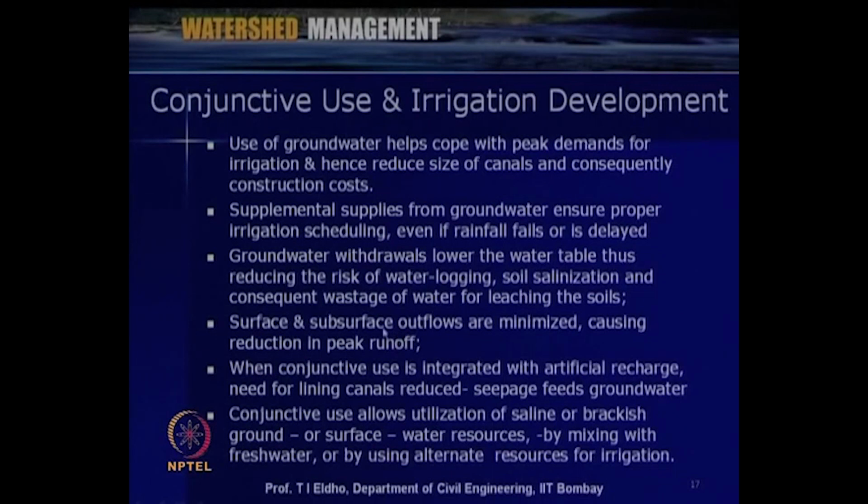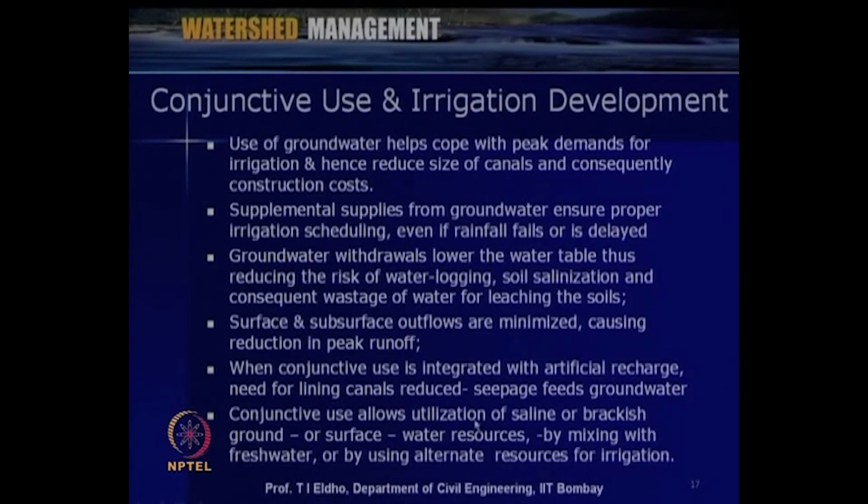So, we can reduce the peak flow as far as surface flow is concerned, so that flooding problems can be reduced. Like that we can improve the total water utilization. Then when conjunctive use is integrated with artificial recharge, the need for lining of canals can be reduced. Depending upon the area, whatever water seeps through the canal system will be going through the aquifer system. So, that is recharging the system, and that way the lining cost can be reduced.